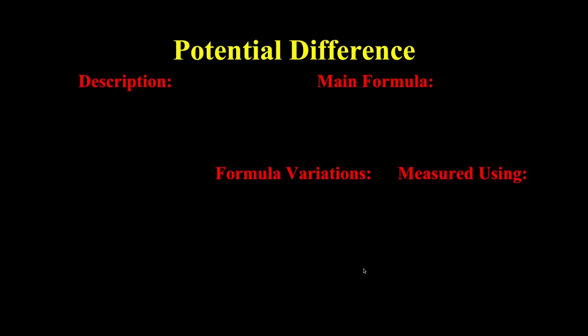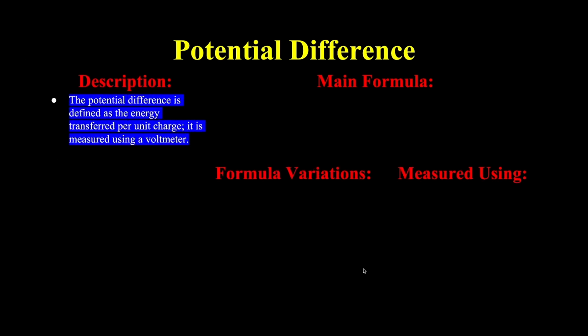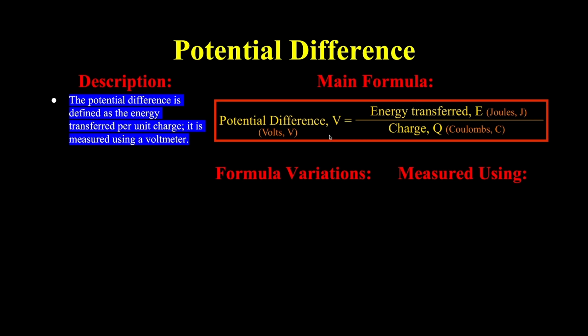Let's begin by looking at potential difference. The potential difference is defined as the energy transferred per unit charge. So this can be seen by looking at the main formula here. Potential difference equals energy transferred over charge. So this formula perfectly represents this definition.